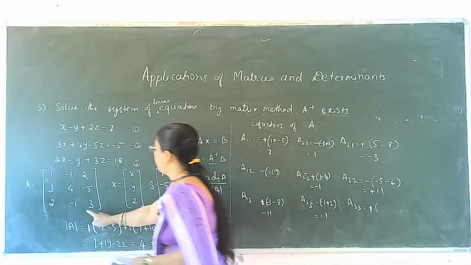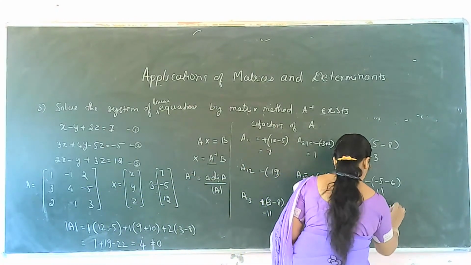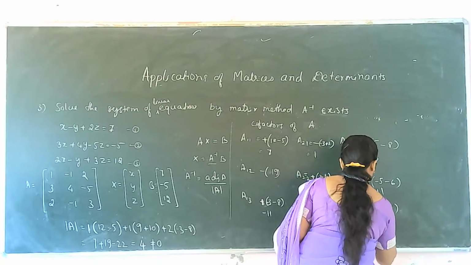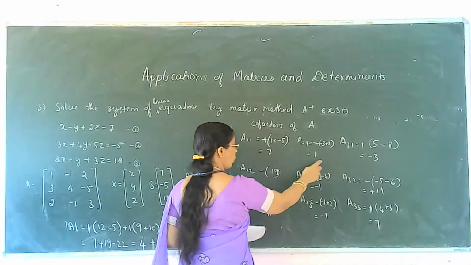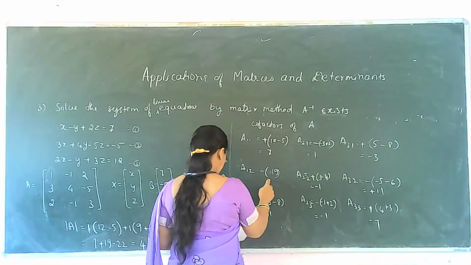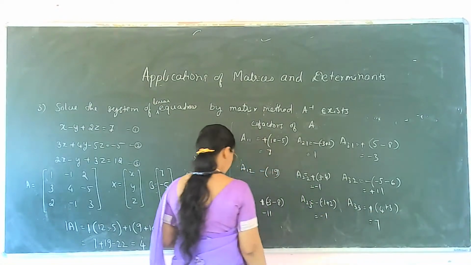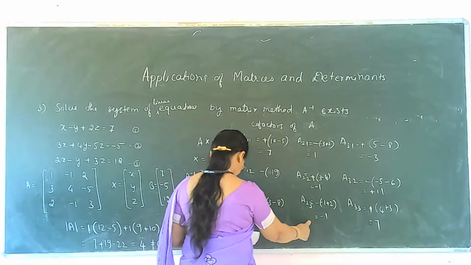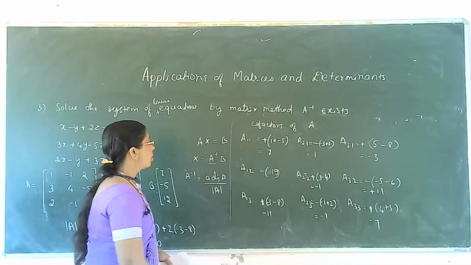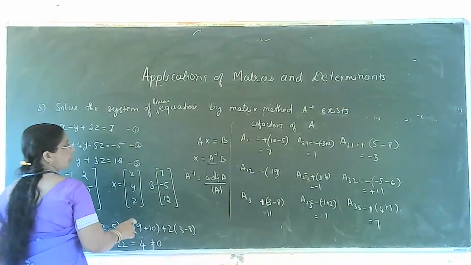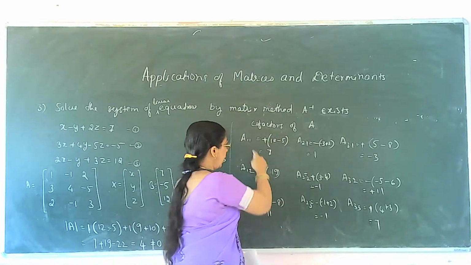Then the last one is this one, 4 plus 3, which is equal to plus 7. We get 7, 1, minus 3, and minus 19, minus 1, plus 11. Then minus 11, minus 1, plus 7. These are the cofactors of the elements of A. I take the transpose also.